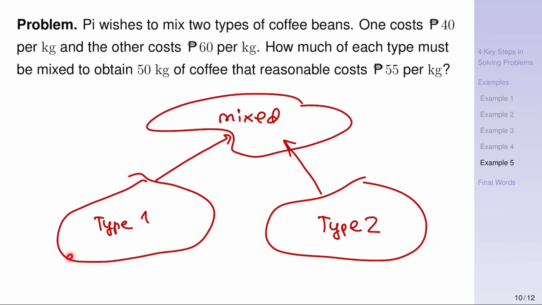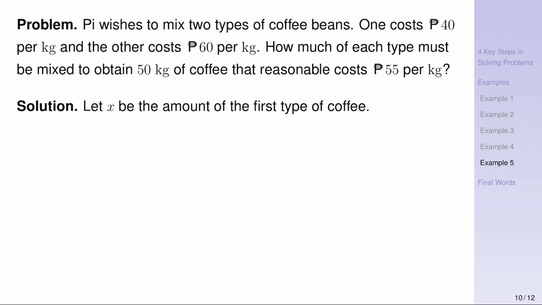So it would be nice if we first name the amount here or here. We let x be the amount of the first type of coffee. It could be the second or the first, it doesn't really matter. I just chose to name the first type of coffee. It will all have a relationship later on.